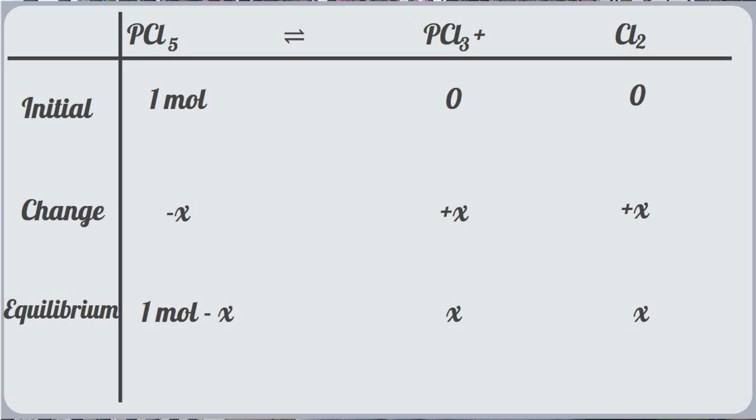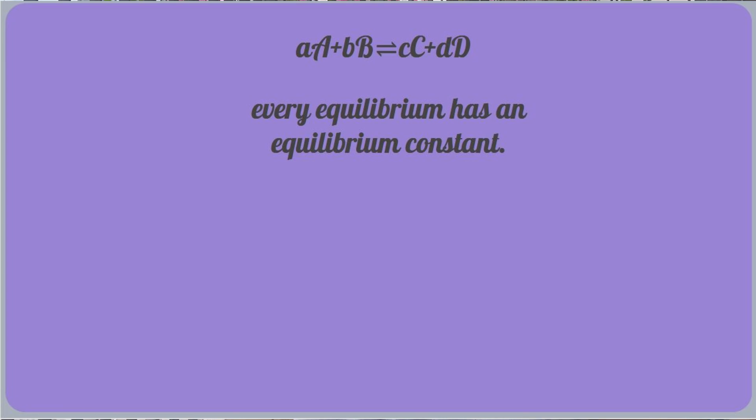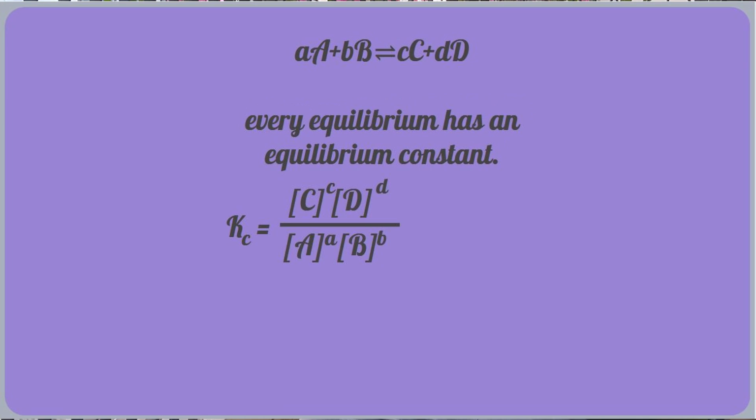Now X is 0.135 because we have 0.135 moles of phosphorus trichloride. So we will have 0.135 moles of phosphorus trichloride and 0.135 moles of chlorine gas, and for the phosphorus pentachloride we will have 0.865. Every equilibrium has an equilibrium constant, Kc.